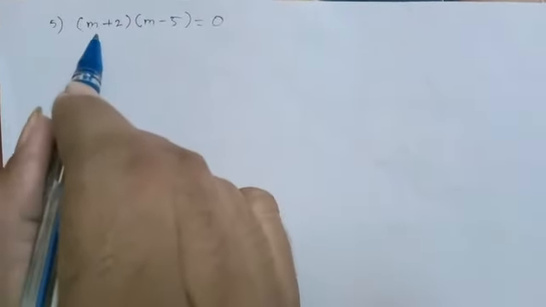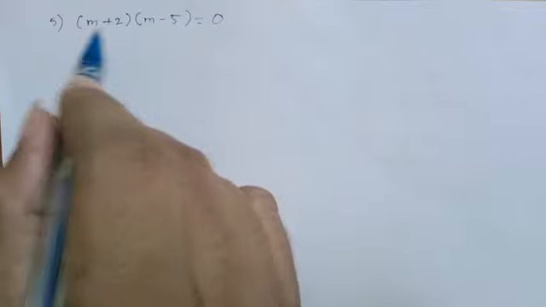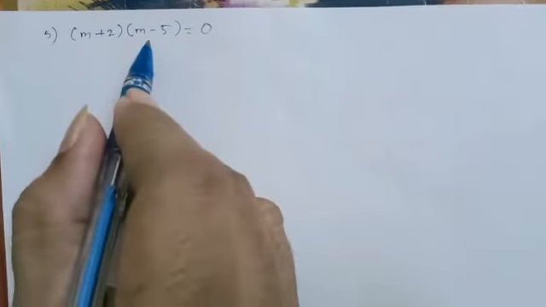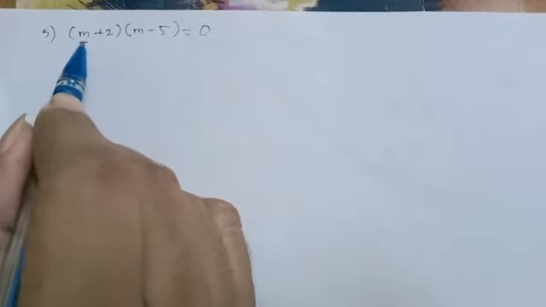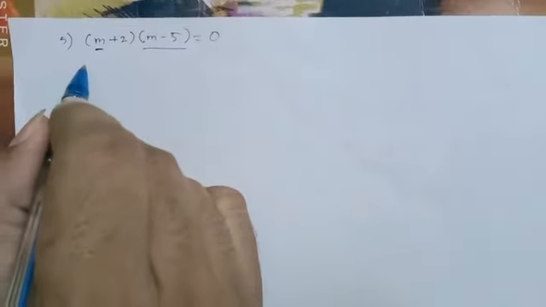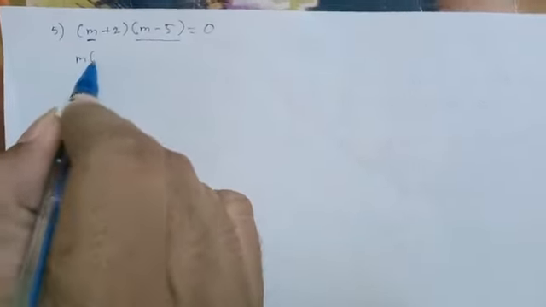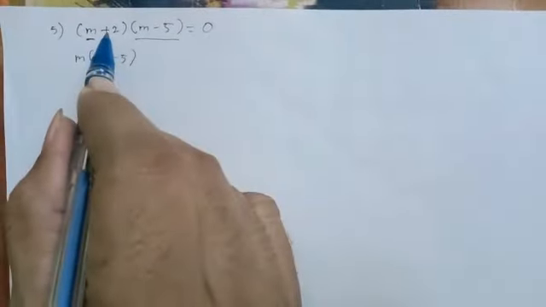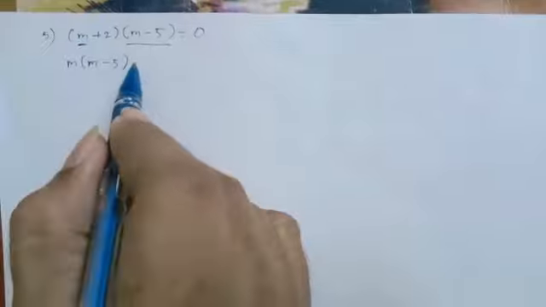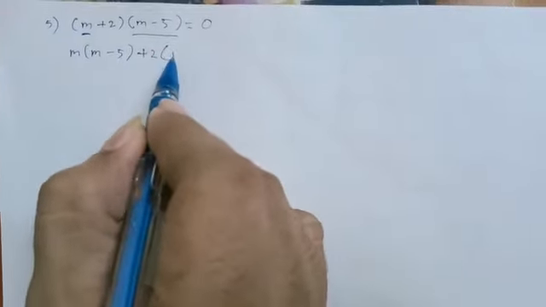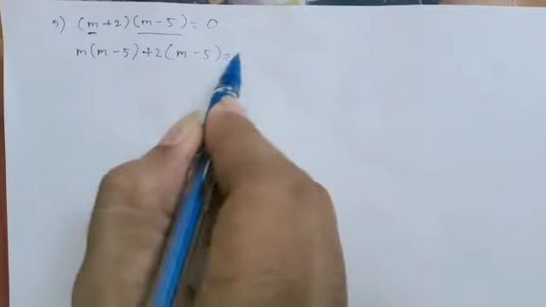So now question number 5. In one bracket m plus 2 and in another bracket m minus 5 equal to 0. How to solve these two brackets? Taking the first term of the first bracket, multiply it by the second bracket, so writing further m into m minus 5. Now taking the second term of the first bracket, that is plus 2, again multiply by the second bracket, that is m minus 5, equals to 0.